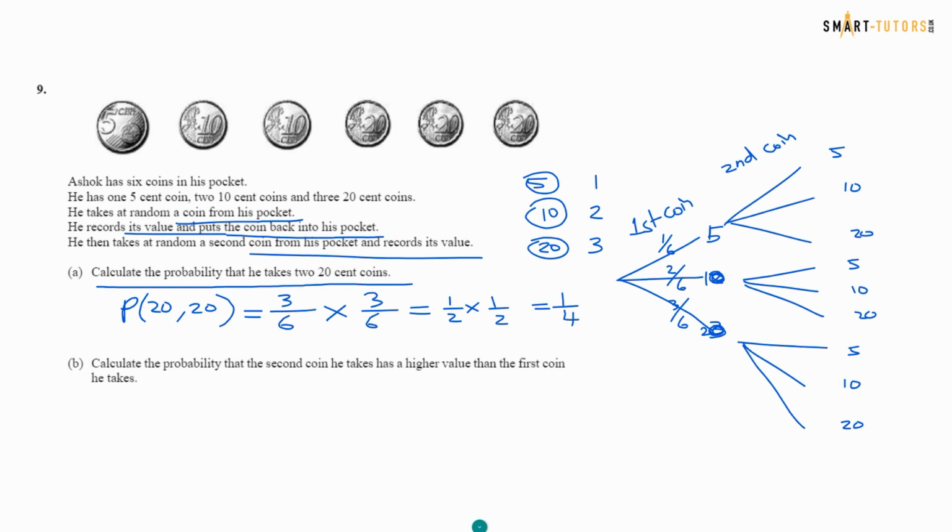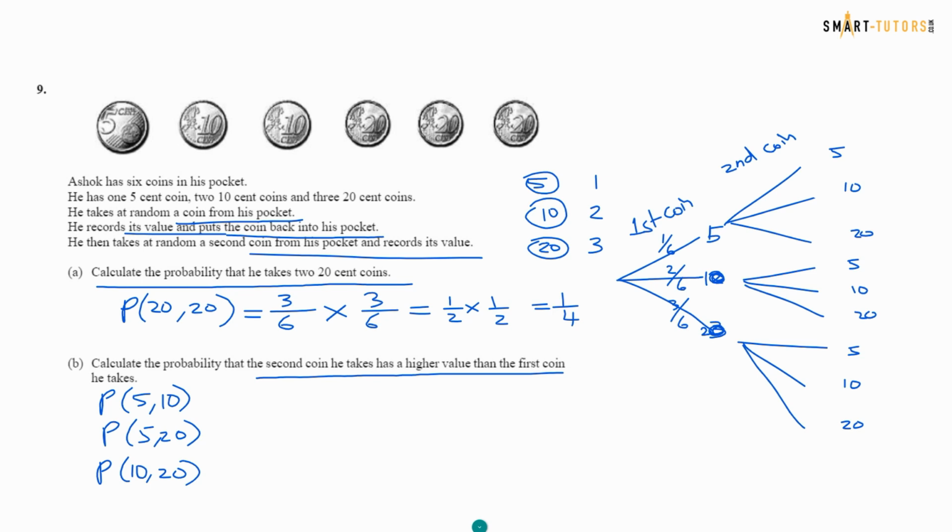So now read the question carefully. The second coin takes a higher value than the first coin. If you go for 5, 5, this event is the same value. 5, 10 is going to be one of the possible answers, because the second coin is 10p compared to 5p, 10p is more. Then the next one also can come, 5, 20. Then the next one, 10, 20 will come. Then that's it basically.